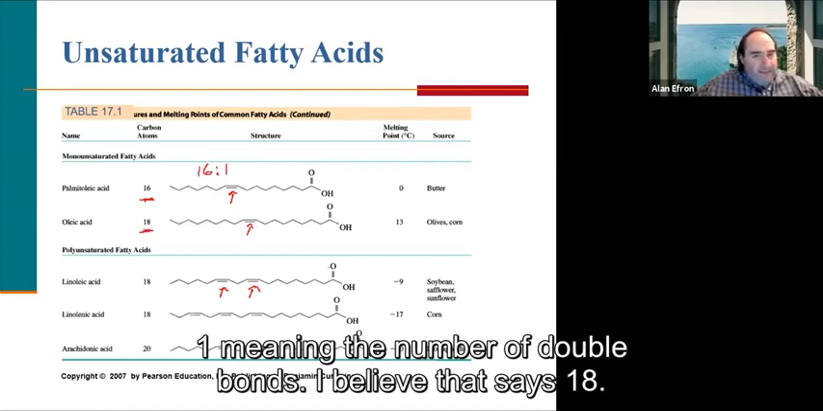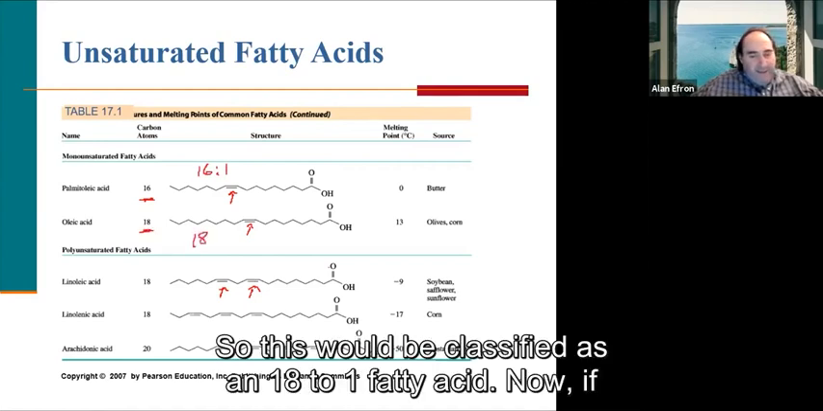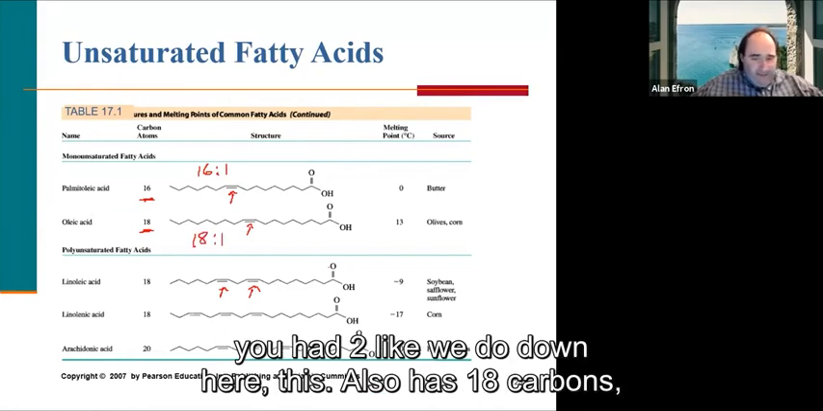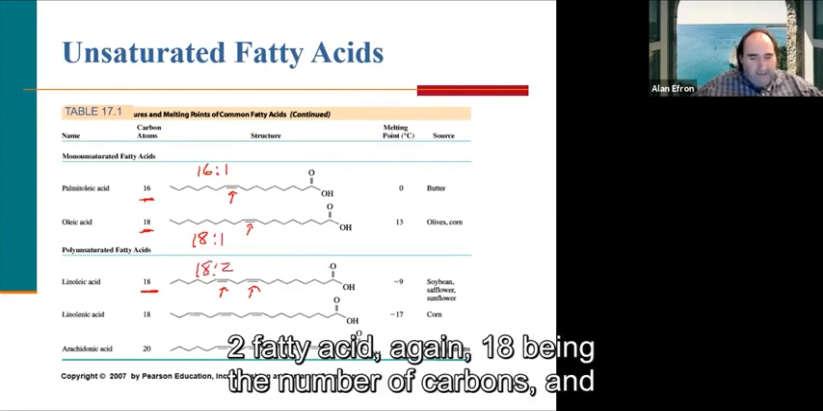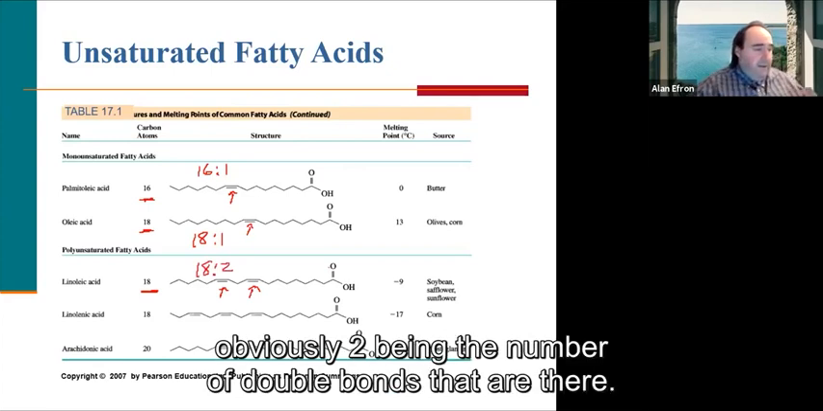I believe that says 18. So this would be classified as an 18:1 fatty acid. Now, if you had two double bonds like we do down here, this also has 18 carbons, but two double bonds. This guy would be referred to as an 18:2 fatty acid. Again, 18 being the number of carbons, and obviously 2 being the number of double bonds that are there.